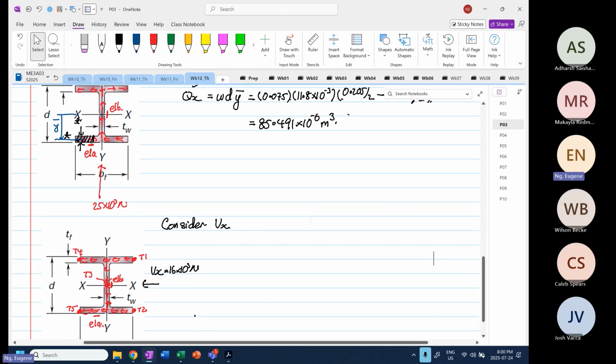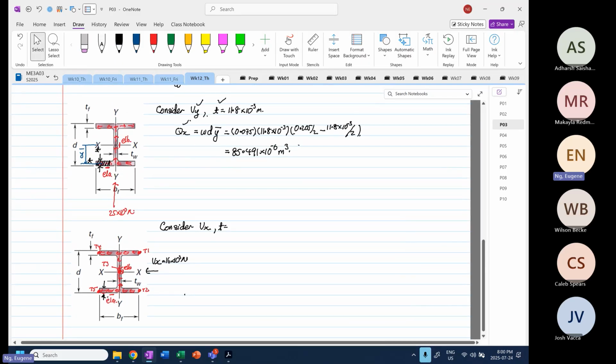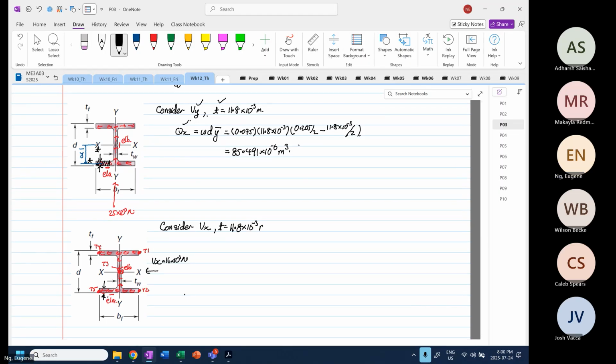So the next thing is the thickness is still the same. So this is still the thickness. So from here, you know that the thickness is still the same as before, 11.8 times 10 to the power minus 3 meters, right? No doubt, one is known as Vy, the other one is known as Vx, okay? But the thickness is still perpendicular to the direction of the shear flow, and that is still 11.8, okay?